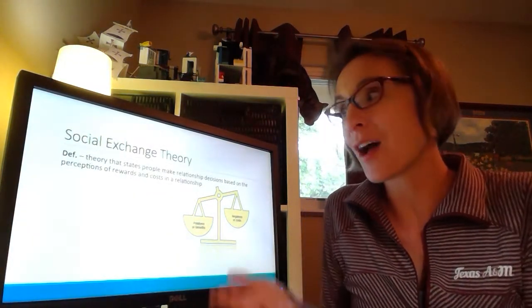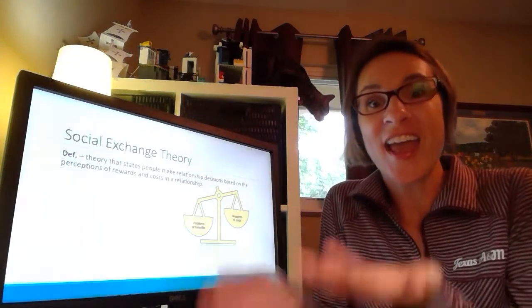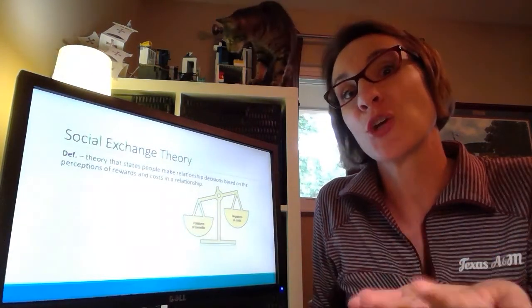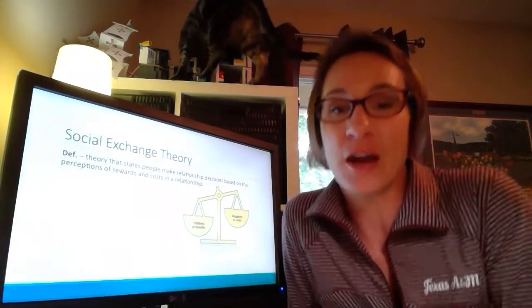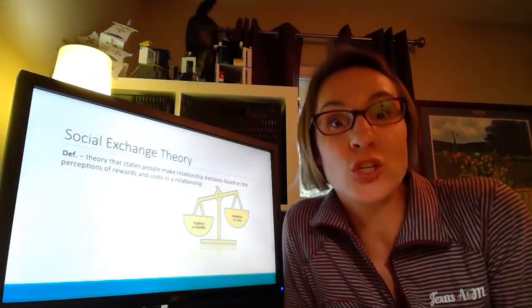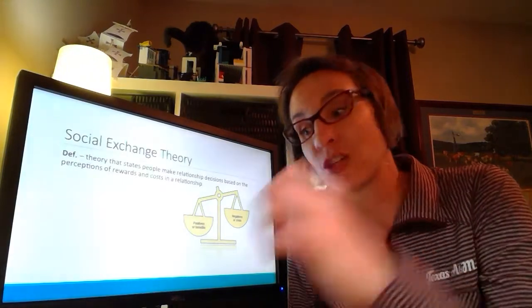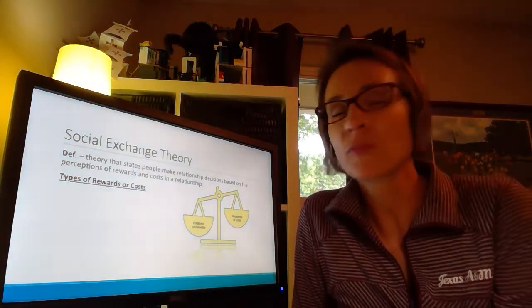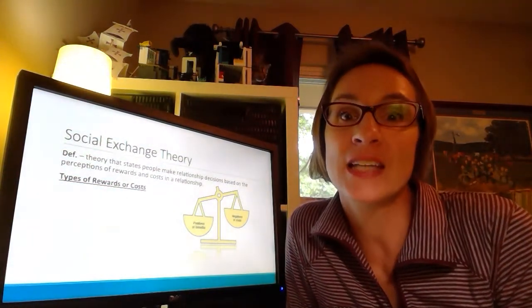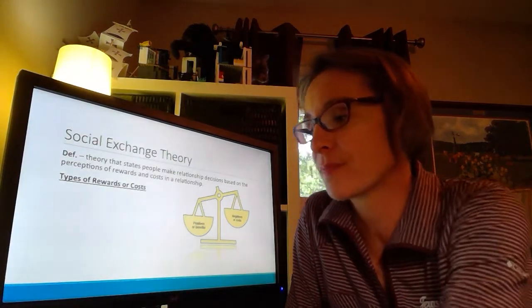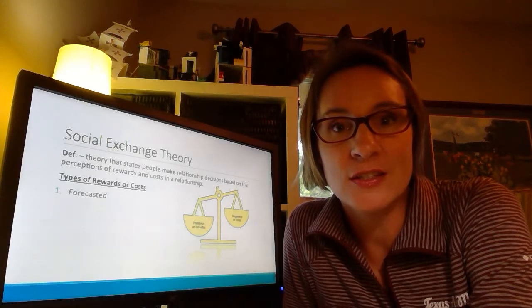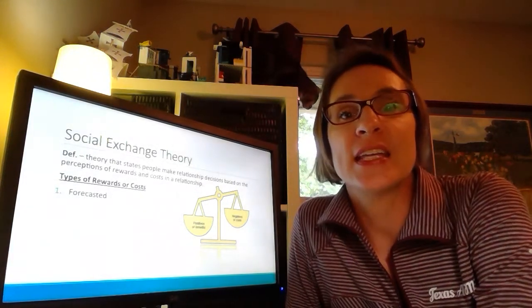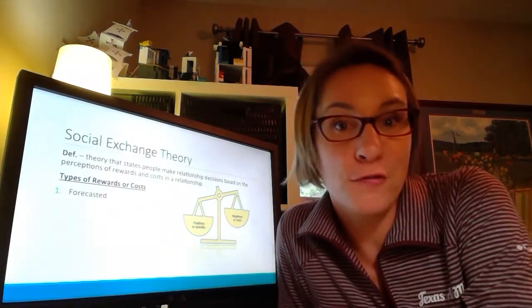Well, just like a pros and cons list, we weigh the benefits of being in a relationship to the negatives or costs of that relationship to make relationship decisions about escalation or de-escalation. So there's many types of costs and rewards. The first is a forecasted reward or cost. And a forecast is a prediction for the future.